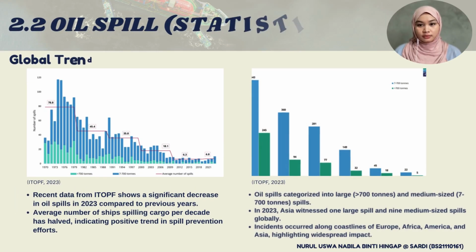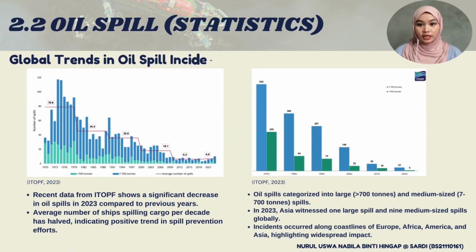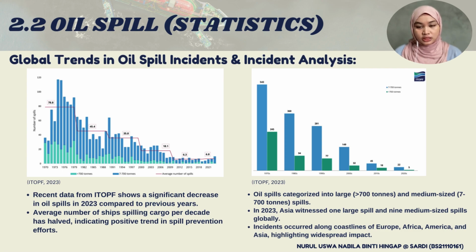Marine environments face significant ecological and economic harm from oil spills. Understanding their trends and frequency is vital for developing effective prevention and response strategies, especially in those regions that are prone to such incidents. Recent data shows both progress and challenges in managing oil spills. The 2023 statistics from the International Tanker Owners Pollution Federation report 10 oil spills over 7 tons, a notable decrease from previous years.